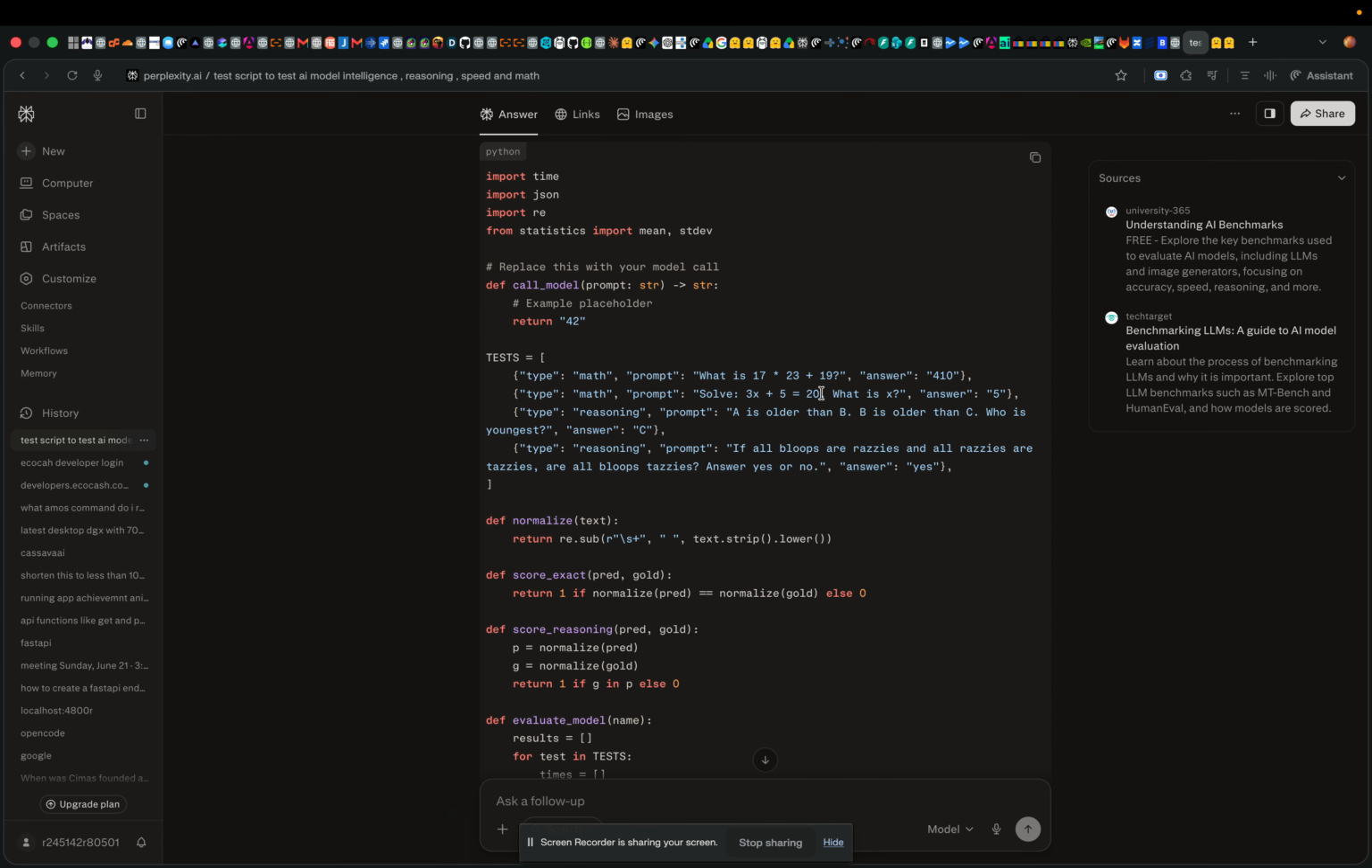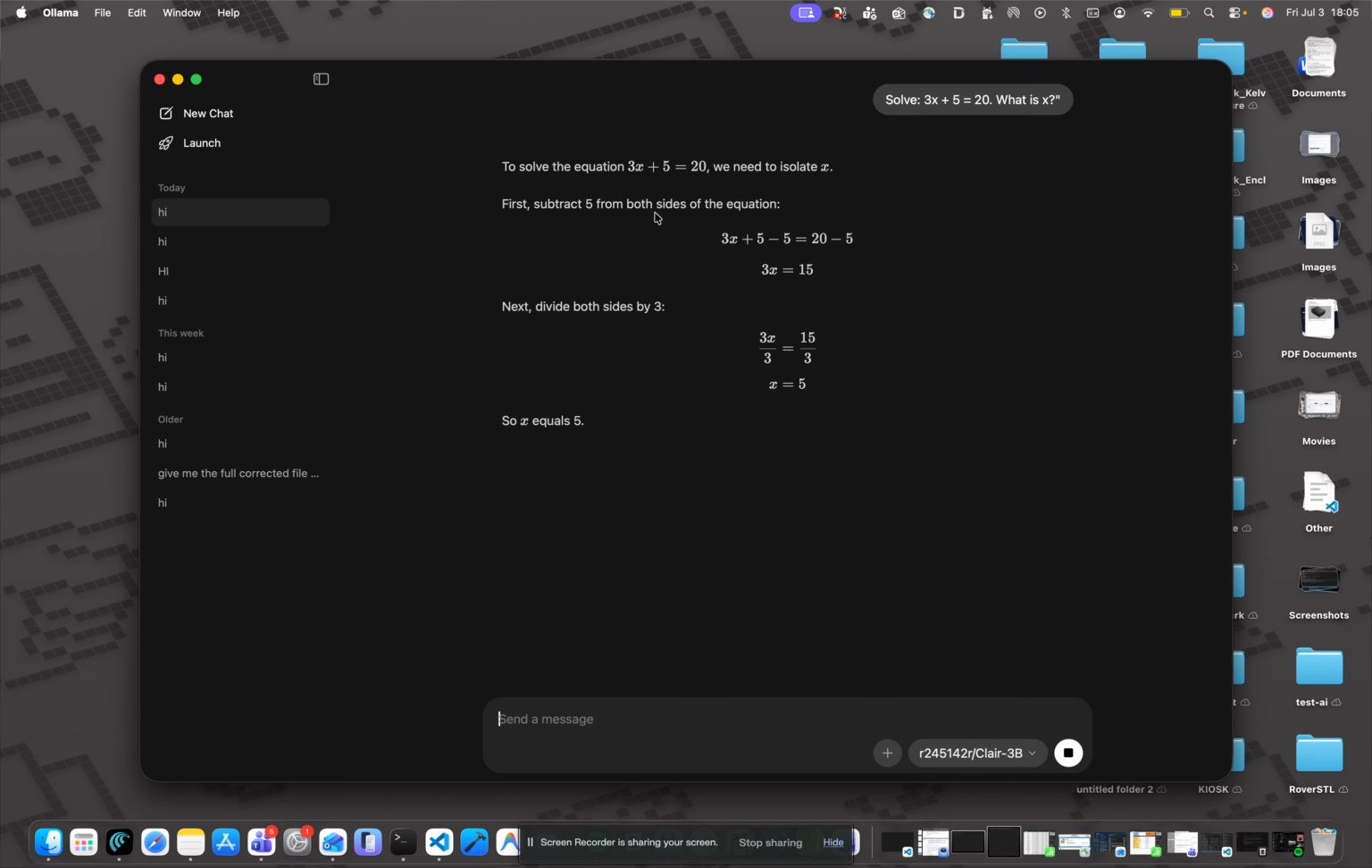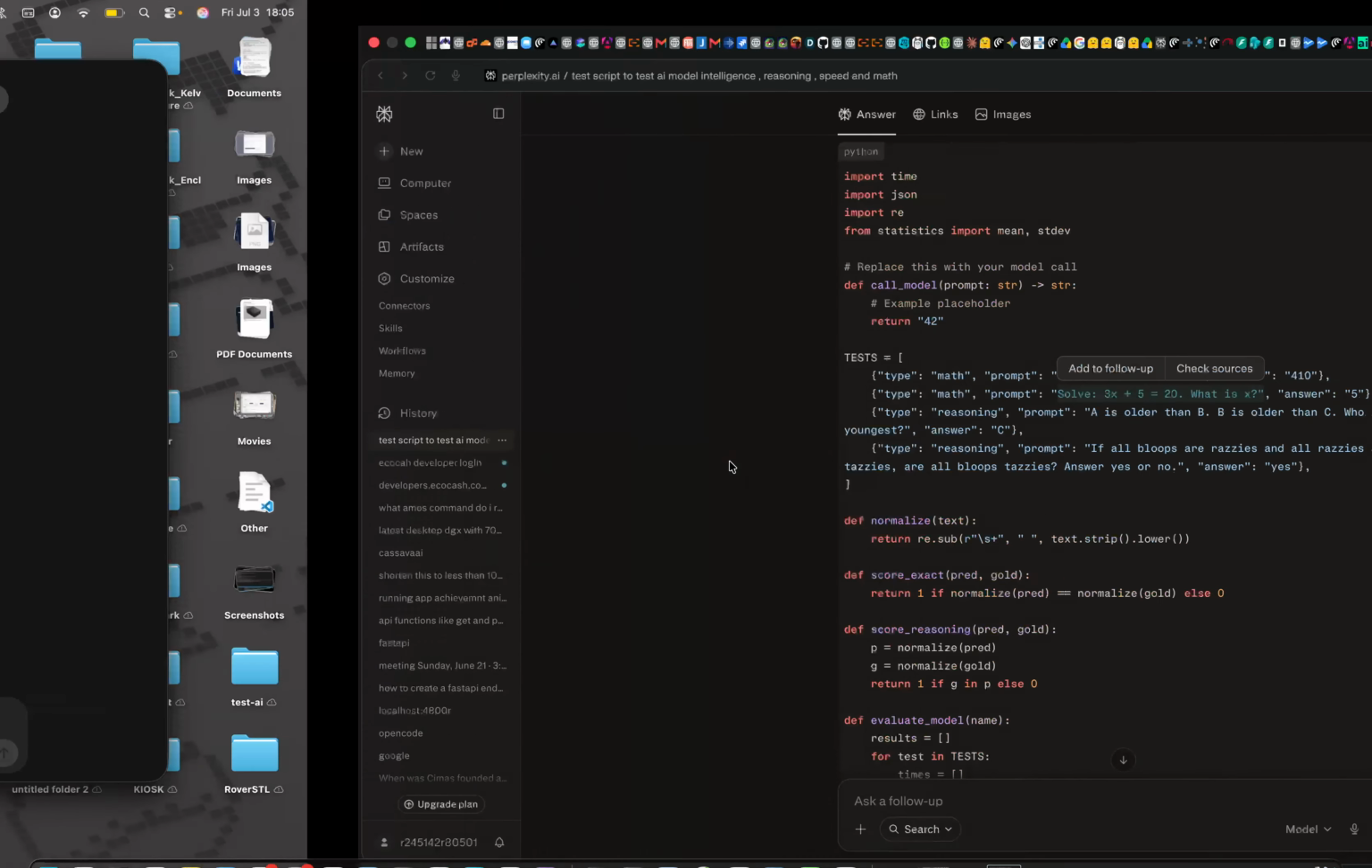We can also ask another question, this one solving for x. We're telling it: solve 3x plus 5 equals 20. What is x? So it's giving us the breakdown. It's going to subtract 5 from both sides, giving us 3x equals 15. Then divide both sides by 3, x equals 5.